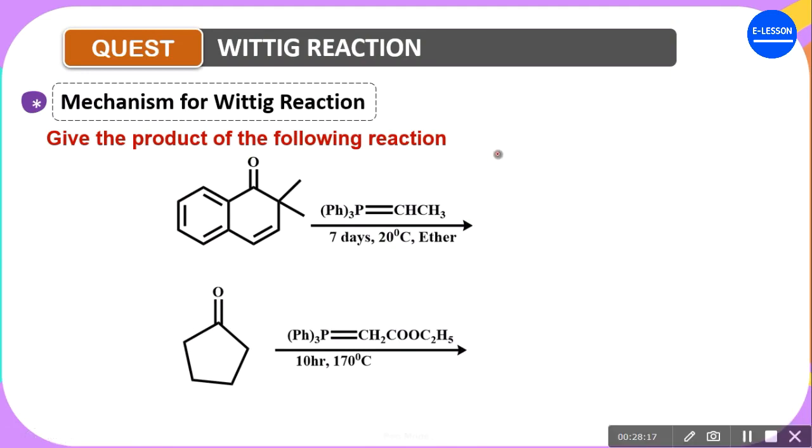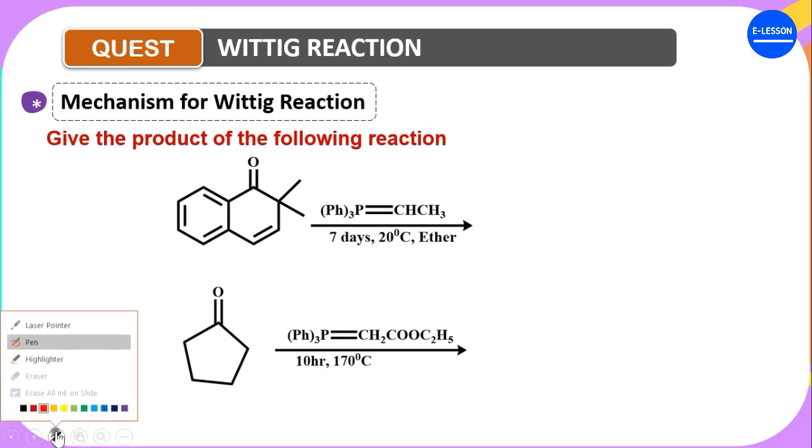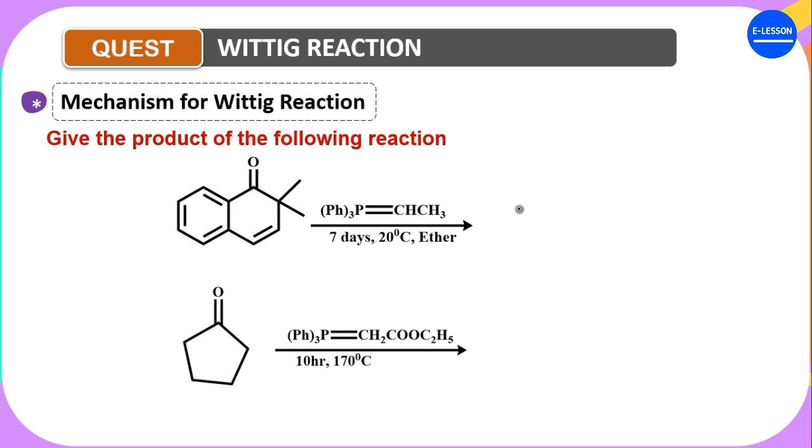Now look at this. You have: give the product of the following reaction. Now the reaction given to you is this, then plus this. Whenever you are given anything like this, the first thing you do is write out the reactant, the carbonyl reactant, which is this, right? I'm going to do this in just a single step. Maybe single step or two steps.